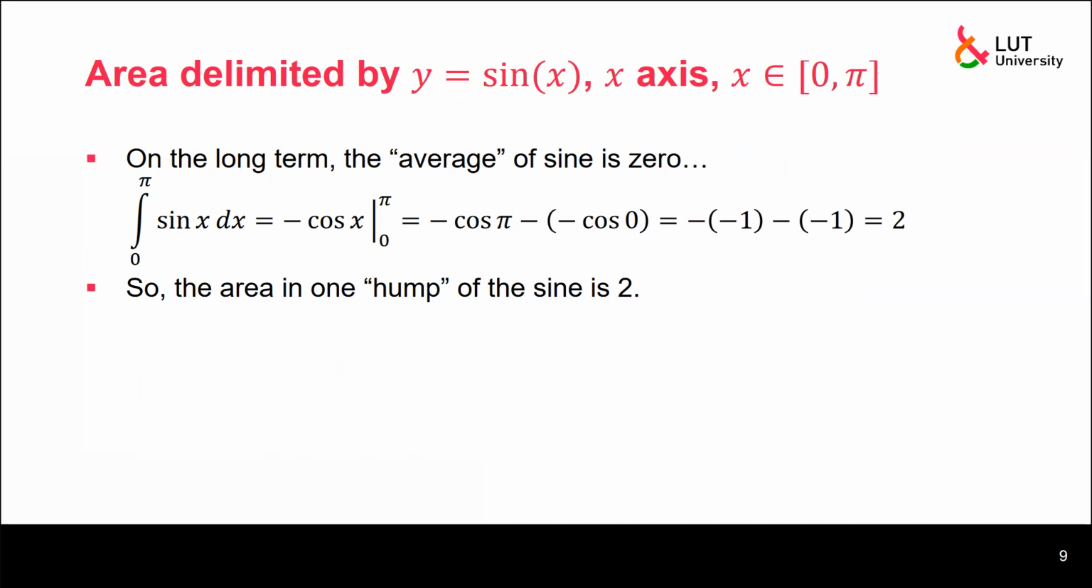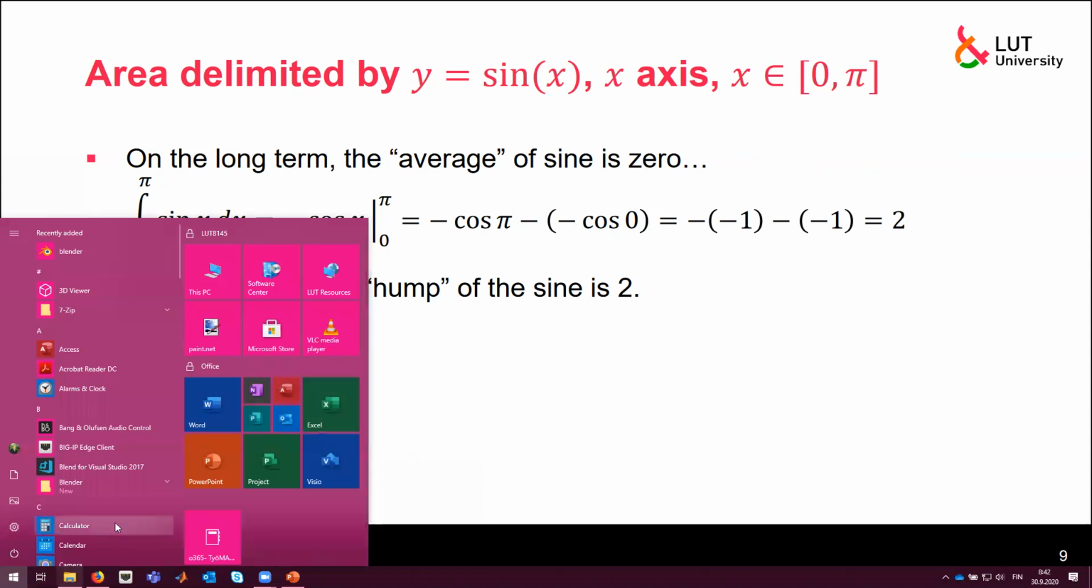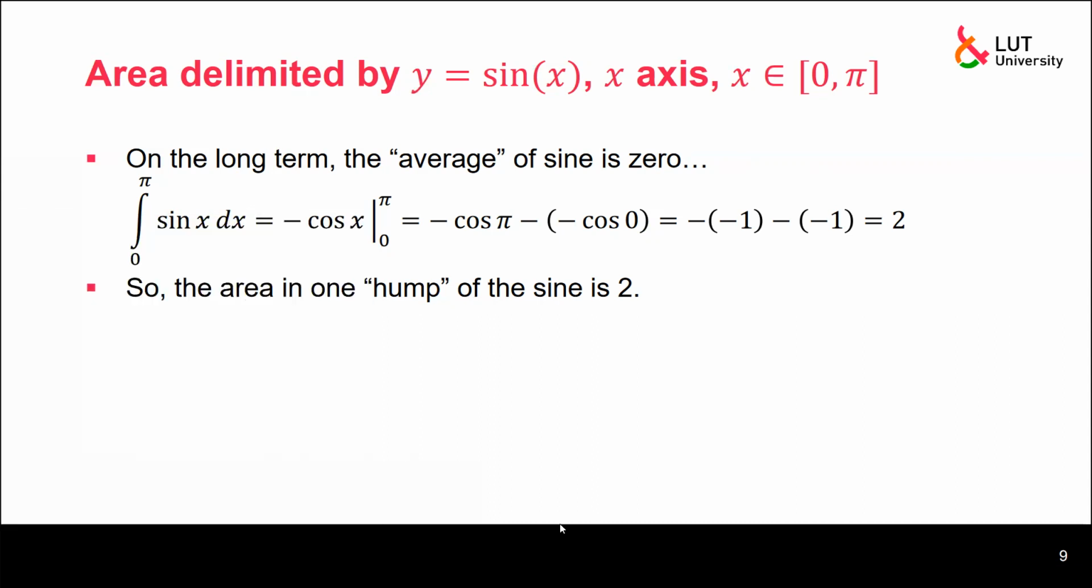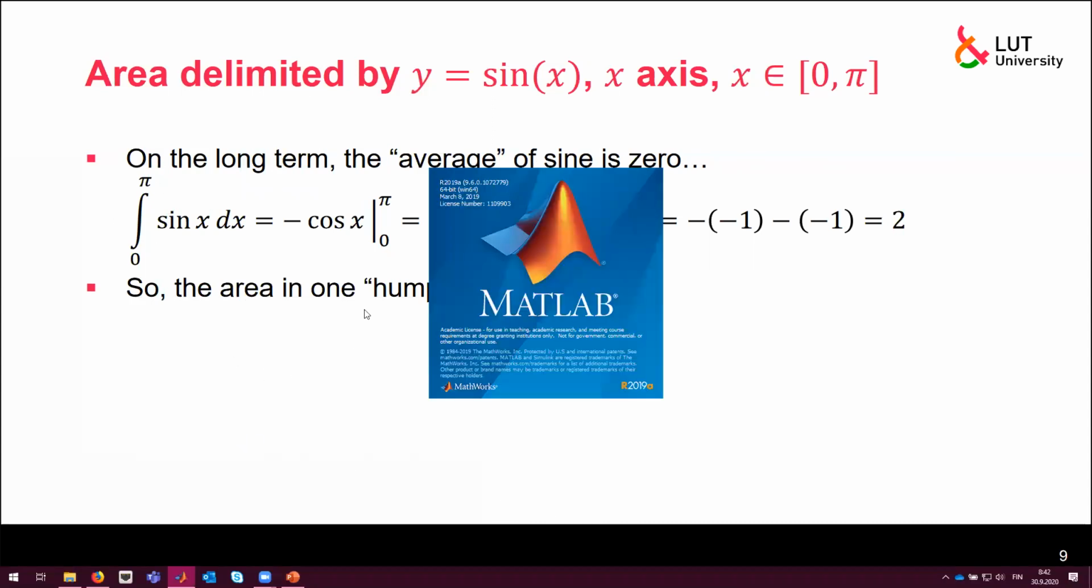Okay, area delimited by sine. On average, sine is 0. If we consider the x-axis, we need to define the limits. So this is just the first hump of the sine. If I can run MATLAB, I could show this. So from 0 to pi, but this is just regular. We have the limits.